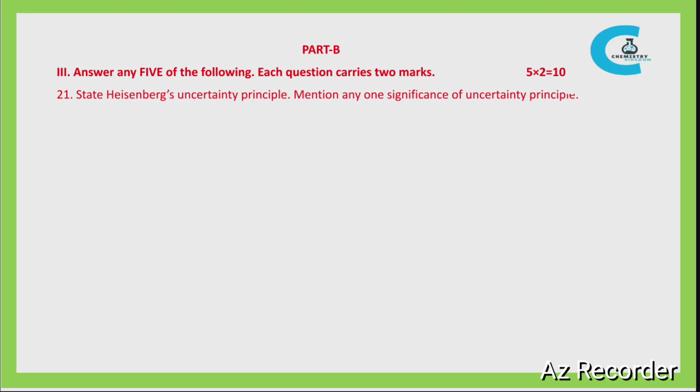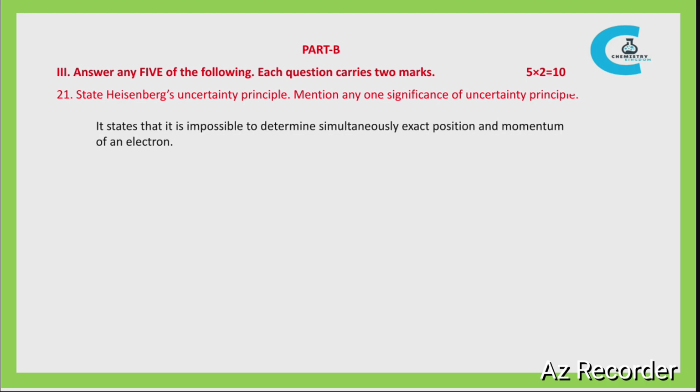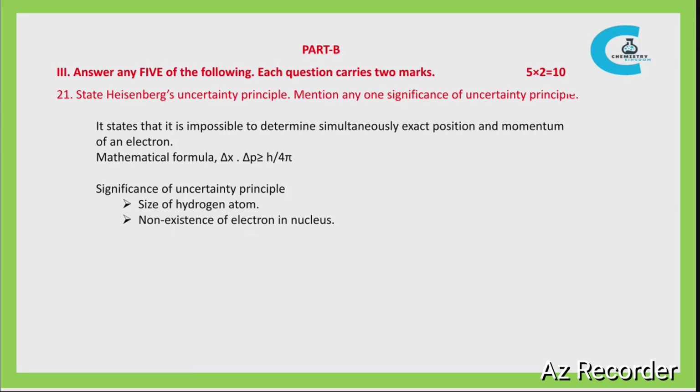State Heisenberg's principle. Mention any one significance of Heisenberg's principle. The uncertainty principle: it is impossible to determine both position and momentum simultaneously of a moving electron. This is Heisenberg's uncertainty principle. Mathematically, it is delta x into delta p greater than or equal to h by 4 pi. Delta x is the uncertainty in position and delta p is the uncertainty in momentum. Significance of uncertainty: the size of the hydrogen atom, and the non-existence of electrons in the nucleus. These are the significance of Heisenberg's uncertainty principle.